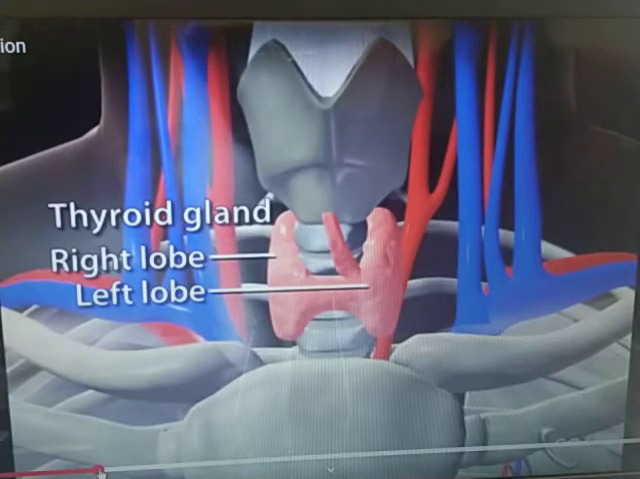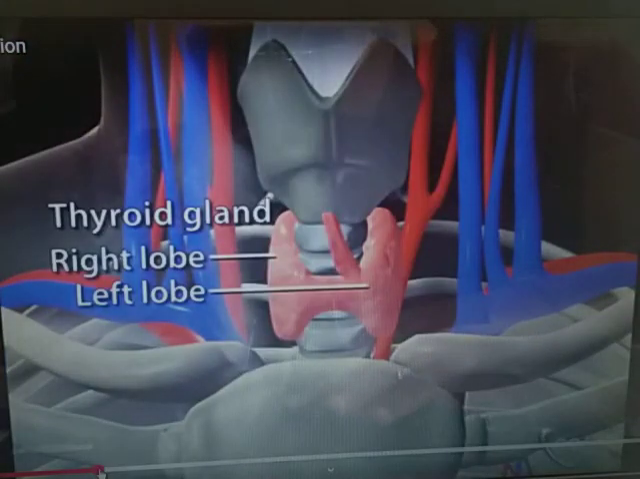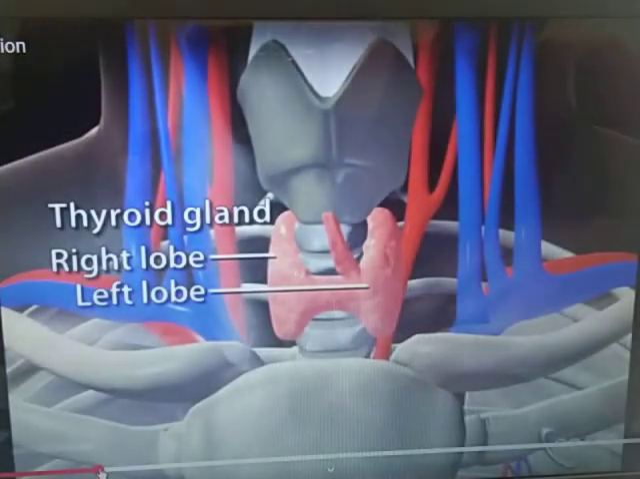Thyroxine, that is T4, and triiodothyronine, that is T3, contain 4 and 3 atoms of iodine respectively. T4 contains 4 iodine atoms, and T3 contains 3 atoms of iodine. Now T3 is secreted in small amounts. The secretion of T3 is less, but it is more potent than T4.